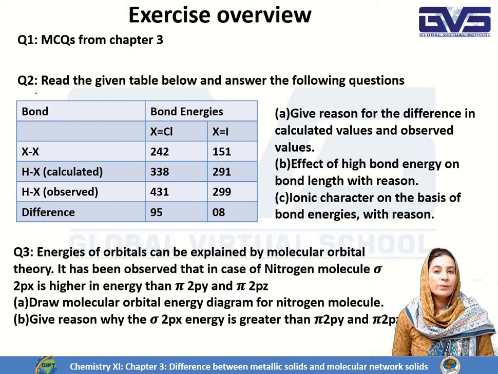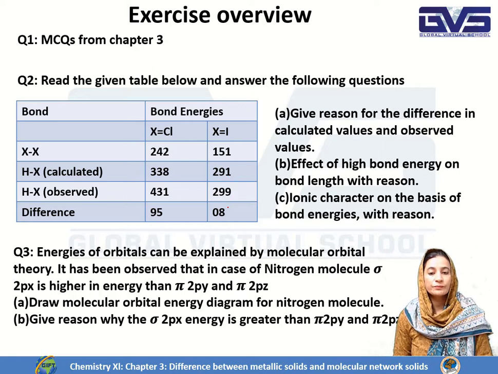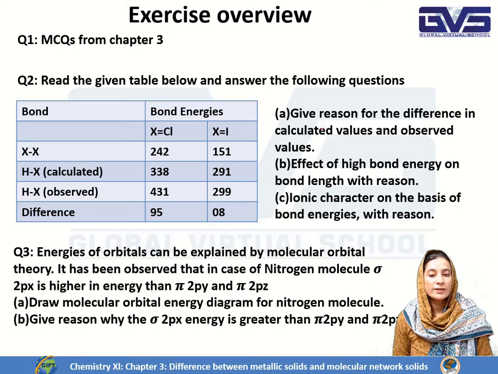This is a question. Read the given table below and answer the following question. The first value, 242, is the bond energy of Cl2. This is the calculated bond energy of hydrogen chloride, and this is the observed. We have also calculated this in our bond energy topic. This is for iodine I2, and this is the hydrogen iodide calculated and hydrogen iodide observed. Give a reason for the difference between the calculated value and the observed value.